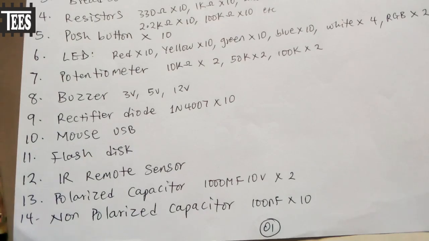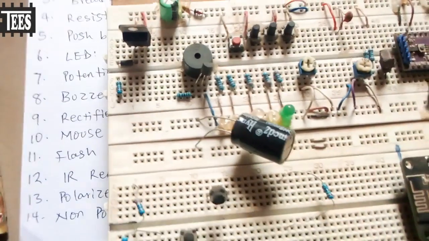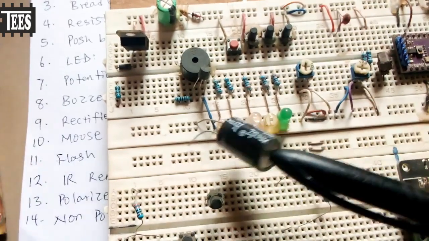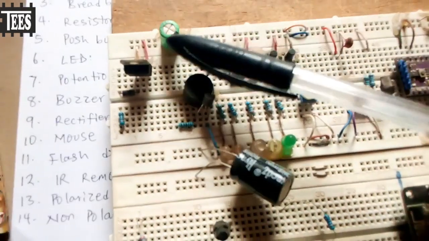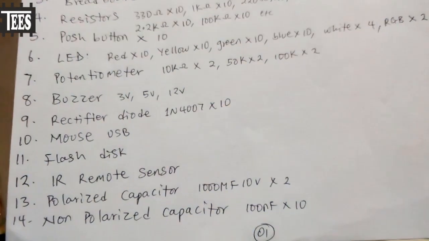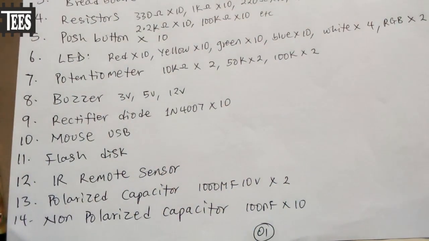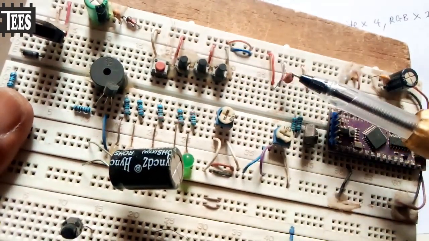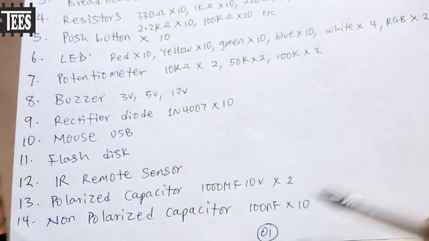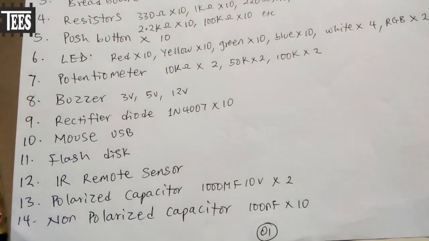Then we have some polarized capacitors. So what we have here is a polarized capacitor. Then we also have non-polarized capacitors, like the one we have here. This is a non-polarized capacitor. So you can see the value is there, so you get it.